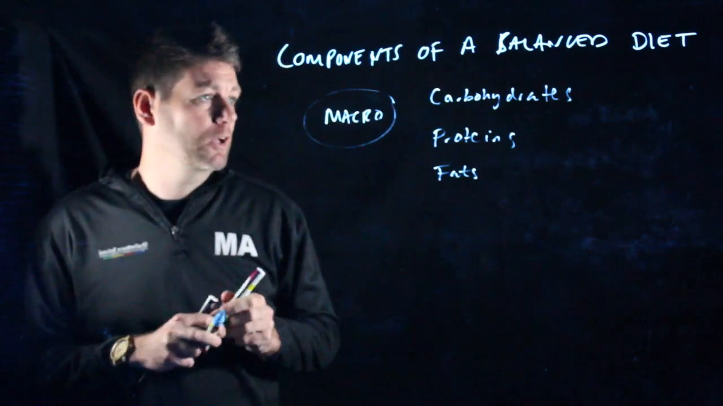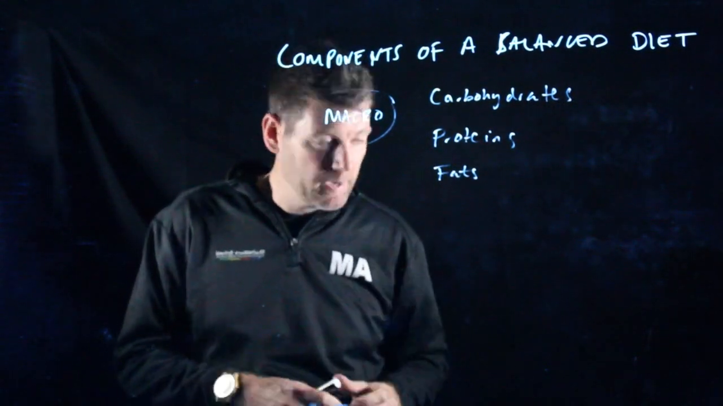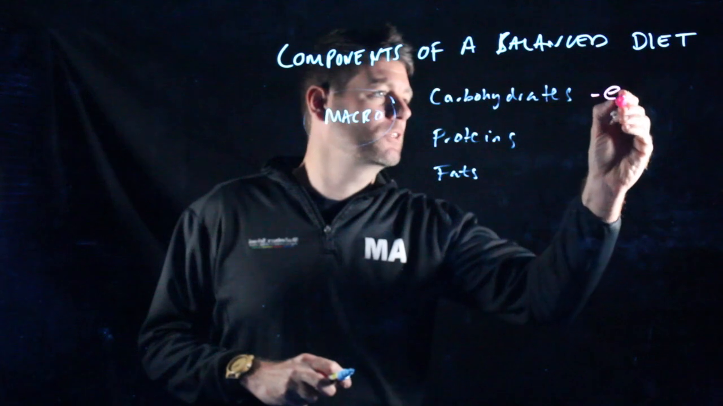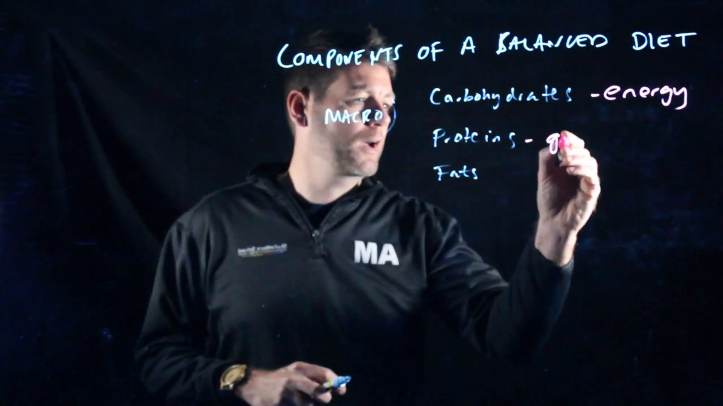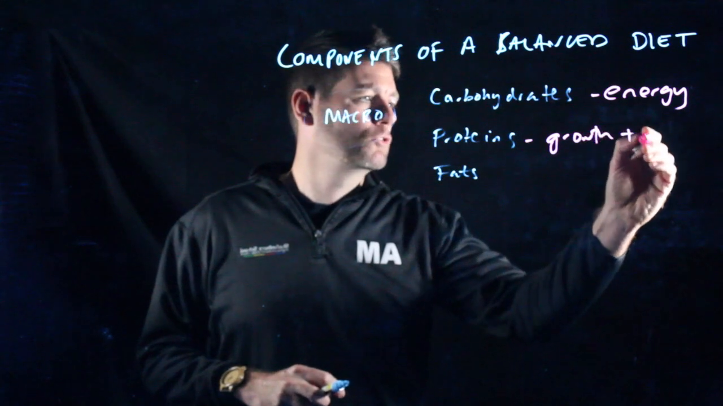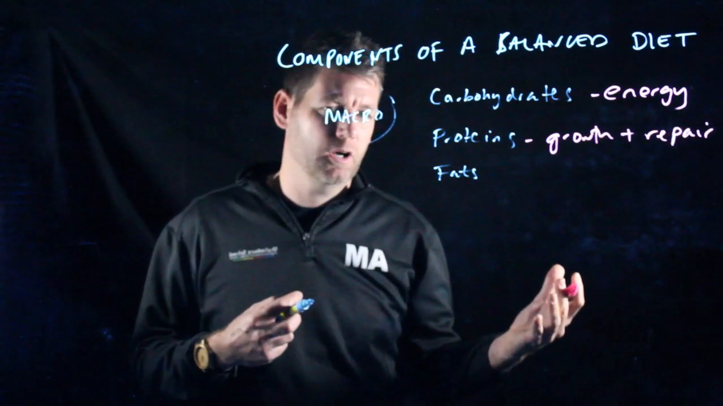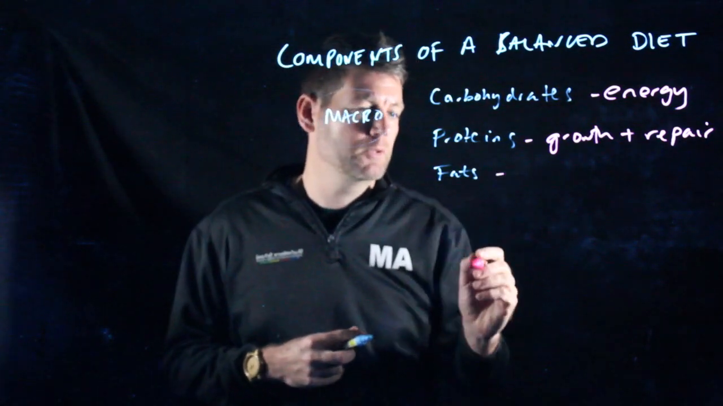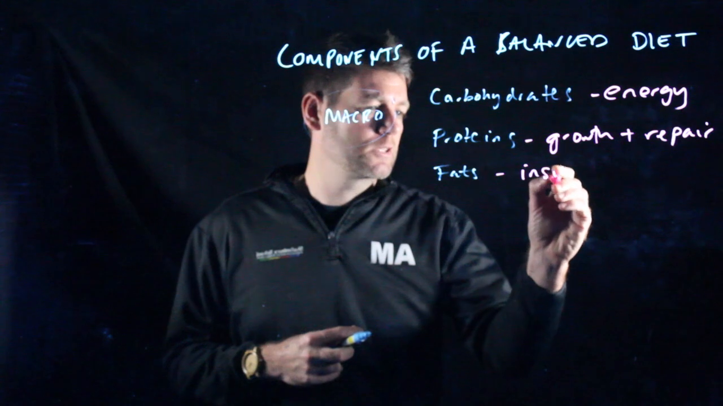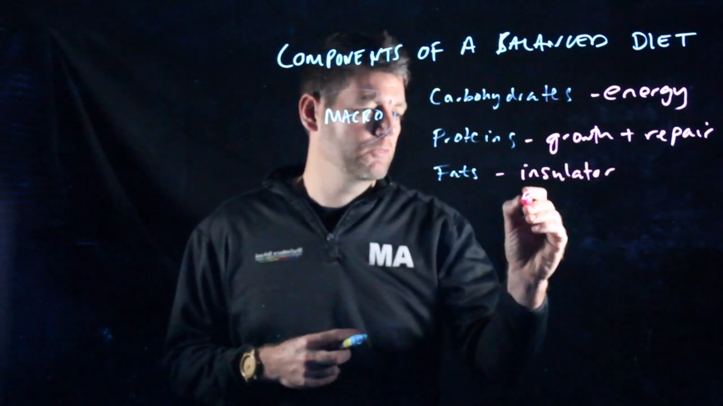Now carbohydrates are really simple. They give us our energy. Proteins help for growth and repair of muscles, tissues and bones. So essential for after a hard training session or a hard game to rebuild all those broken muscle fibers. And fats are an insulator. So they're an insulator, but they also are a secondary source of energy.